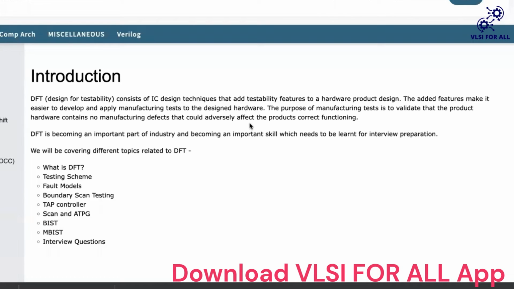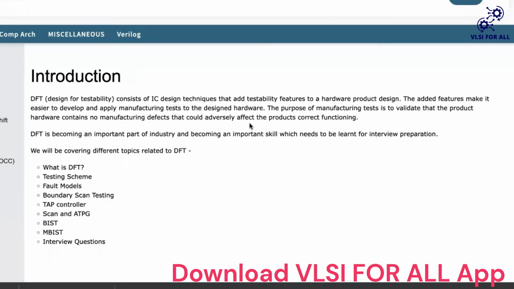So just to start with, I will start with what DFT is all about. And in this lecture, what we will be trying to cover is the JTAG architecture. What is JTAG architecture and how does it work actually? So that's what I will mostly be trying to cover in this lecture. Firstly, we need to understand what DFT is all about.